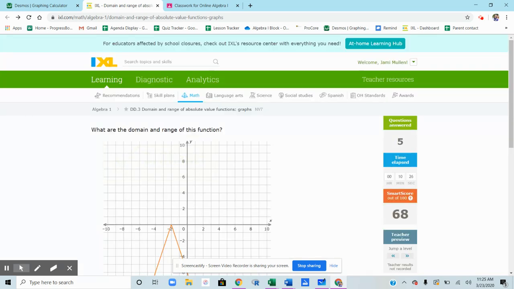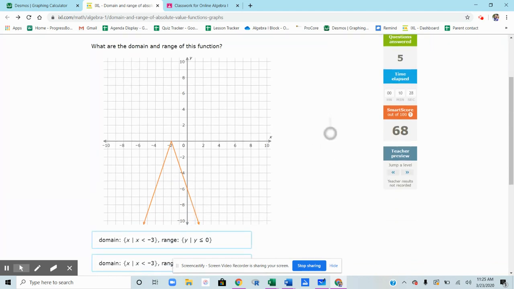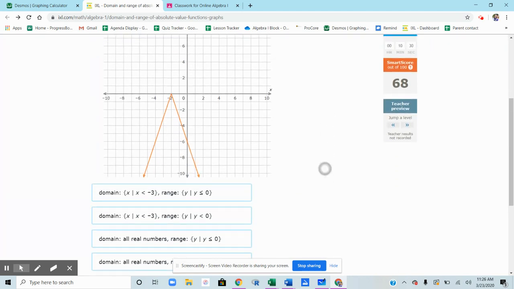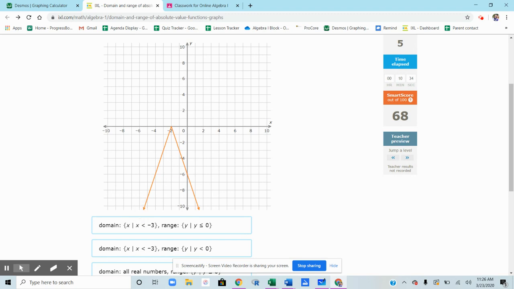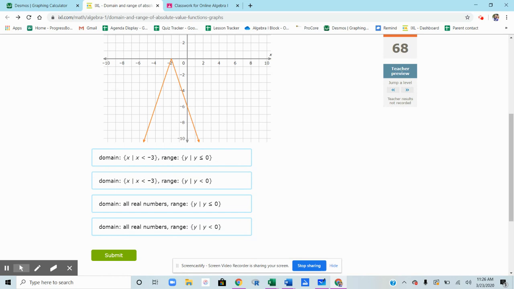Okay, this asks you about both the domain and the range. So you maybe have caught on that the domain, look, your graph is going left forever and right forever. So your domain shouldn't be one of these that restricts your domain. Your domain has to be all real numbers all the time. Every single question about domain is all real numbers.